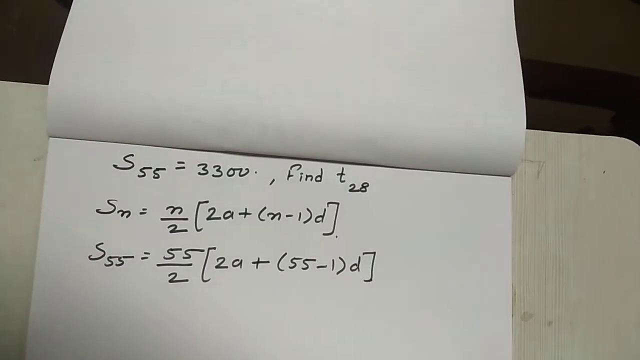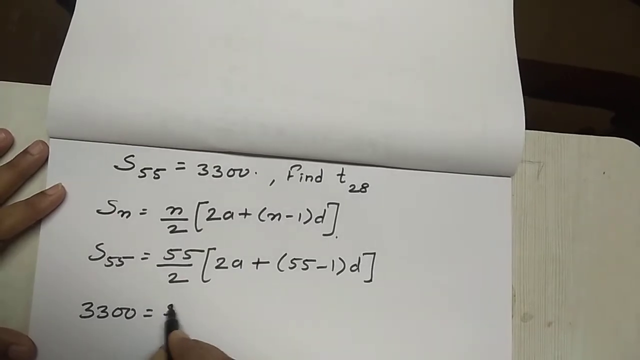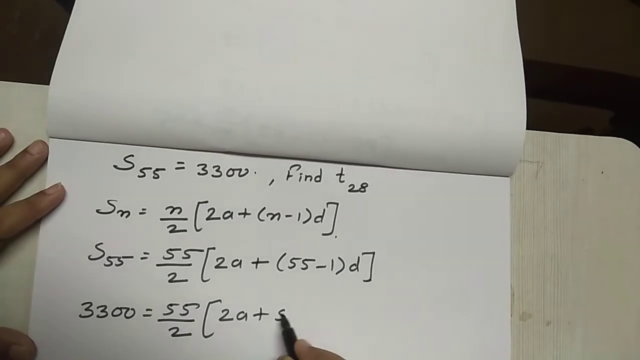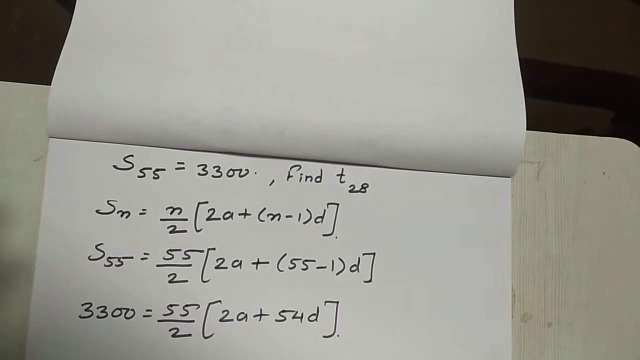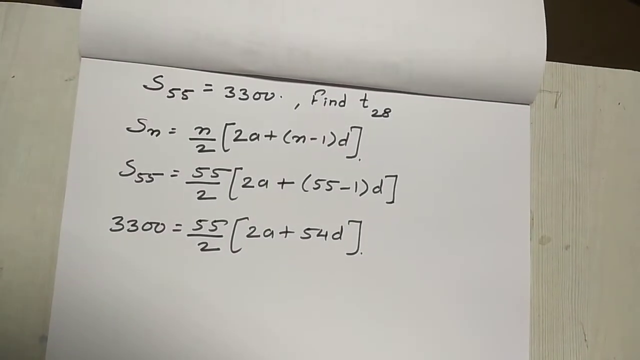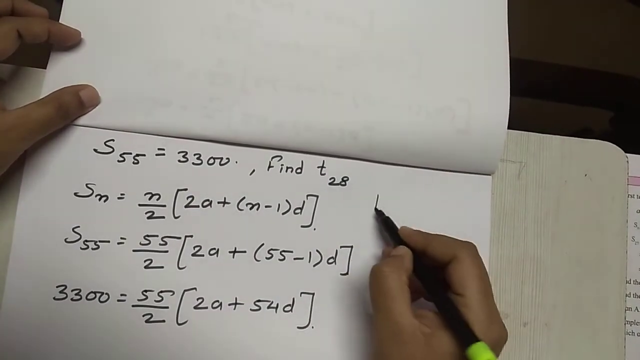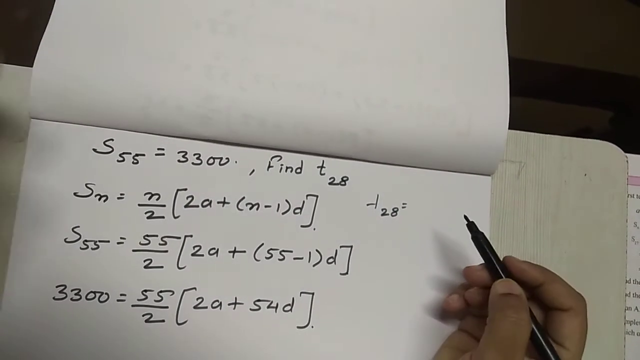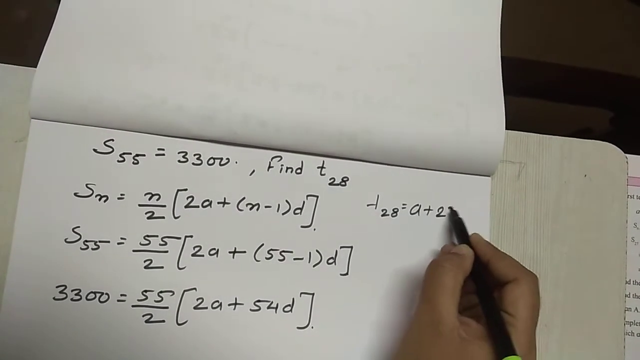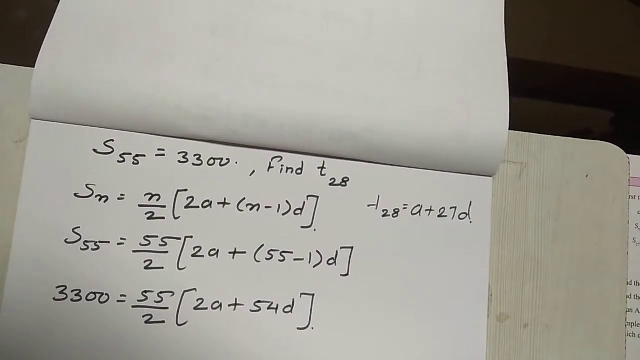In the given section, S55 is given: 3300 is equal to 55 upon 2, into (2a plus 54 into d). Now here we have a little tricky part. If you observe, we are told to find out T28. And quickly, if you can recollect the formula of T28 in your head, it will be a plus 27d. Am I right? The formula of T28 is a plus 27d.